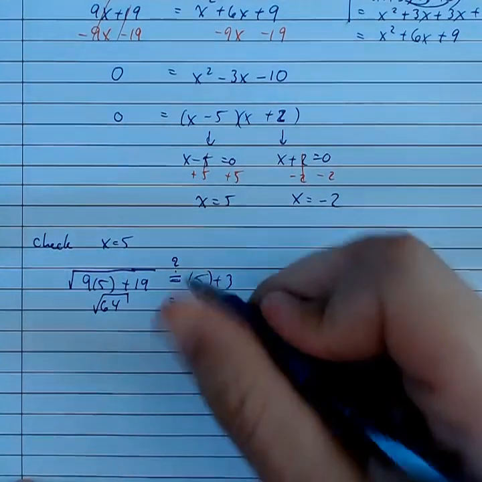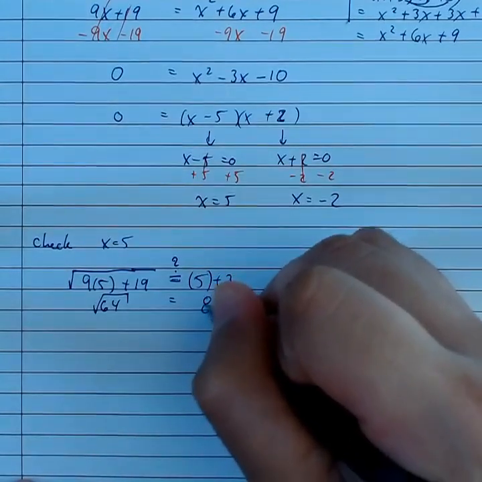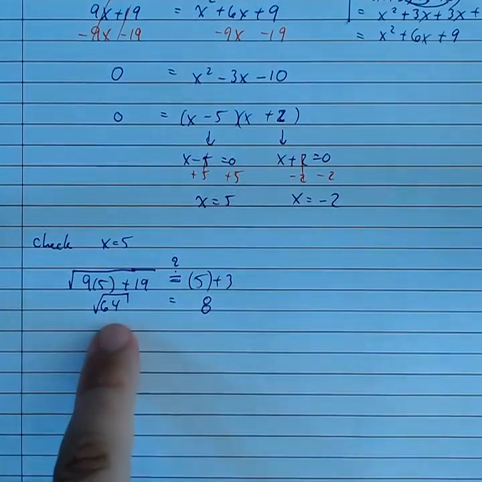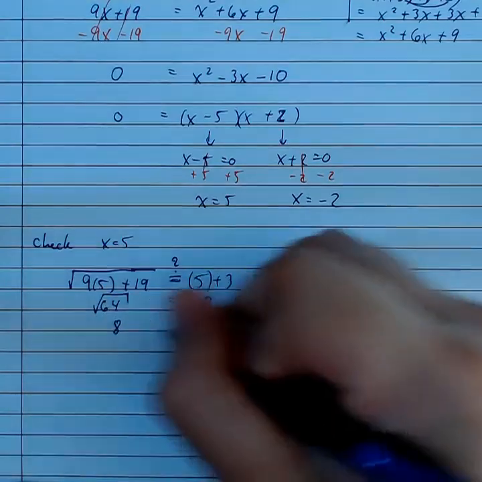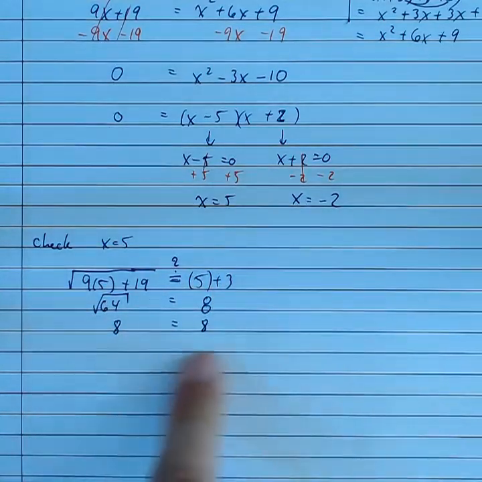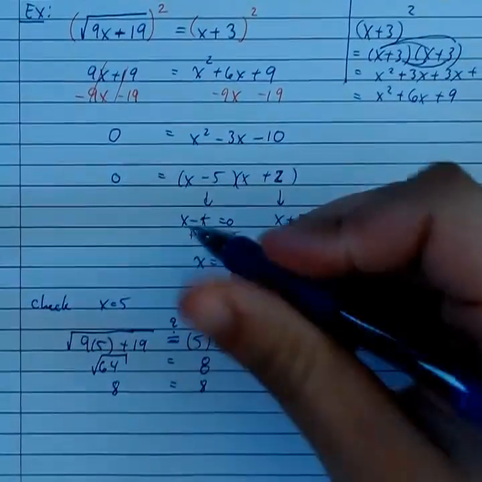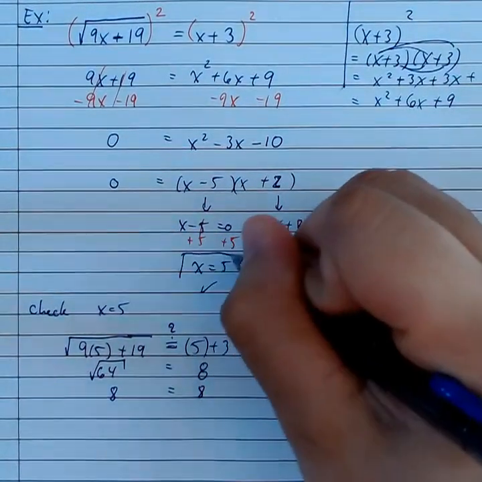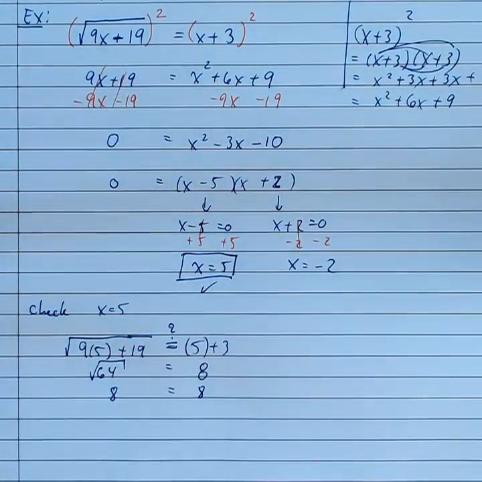Here, 5 plus 3 is going to give me 8. And over here, if I take the square root of 64, that gives me 8. Yeah, that's right. 8 equals 8. That is a perfectly valid solution. So here, this one works out, and 5 is a correct solution.